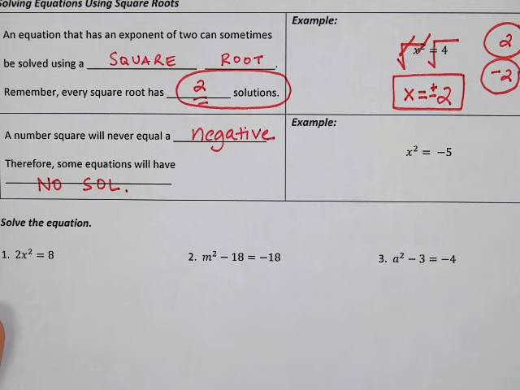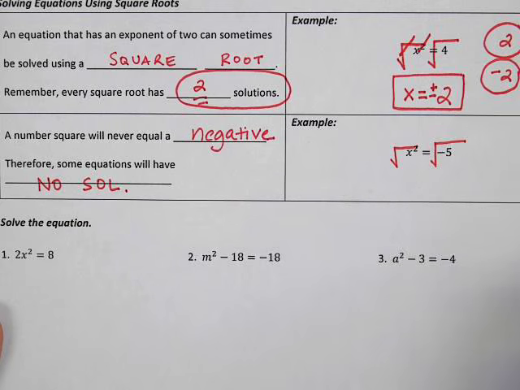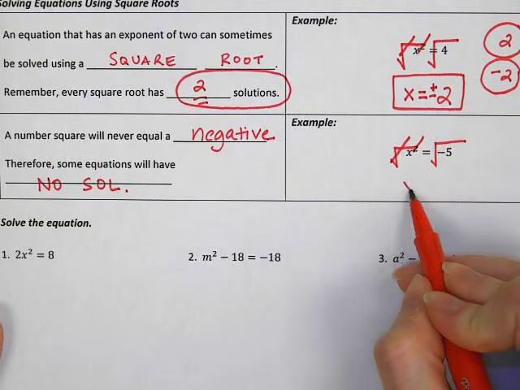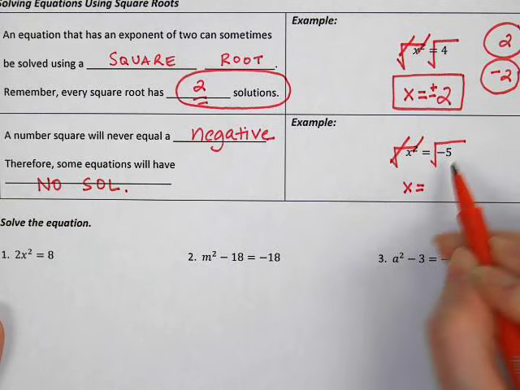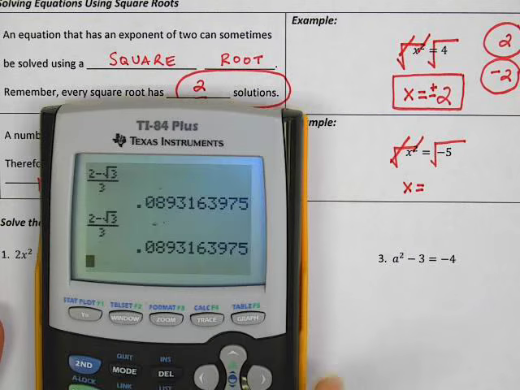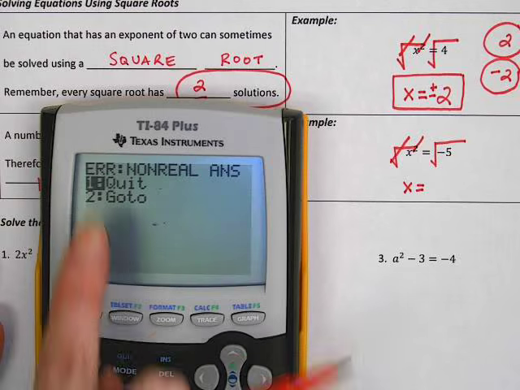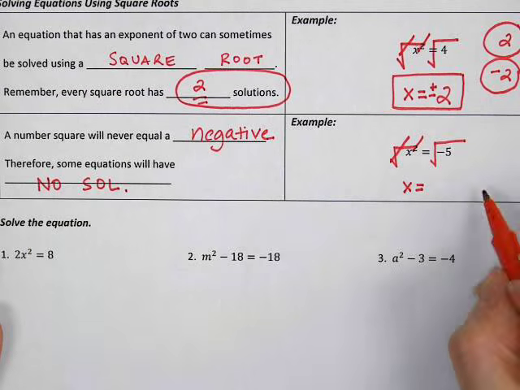So let's try this one. You would square root. Square and square root cancel, so you get x. Go ahead and type this in the calculator. See what you get. Type in the square root of -5. Square root of -5. You're going to get an error. Error, non-real answer. That means no solution. Okay, so this one you would just say no solution.